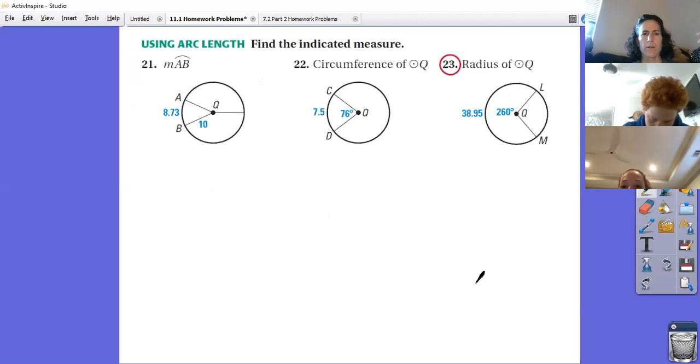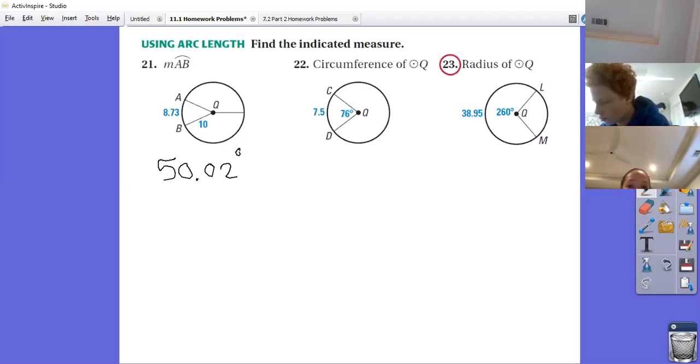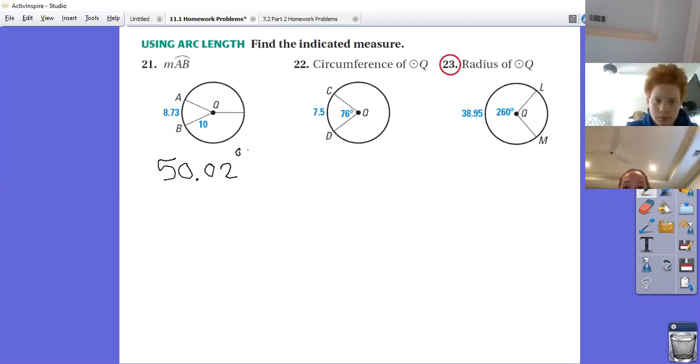All right. Last three. Let me put the answers for these. Number 21. These had a little bit more algebra to them, and this is where you probably could have used the other formula depending on what you're trying to solve for. It really just depends. Approximately 15.02 degrees for 21.